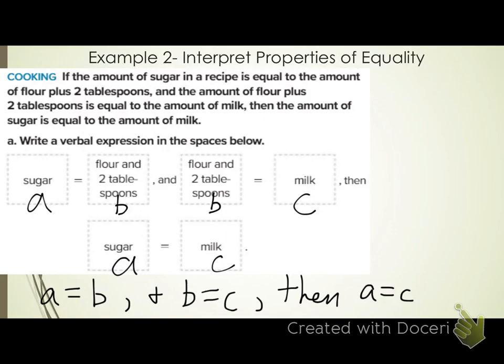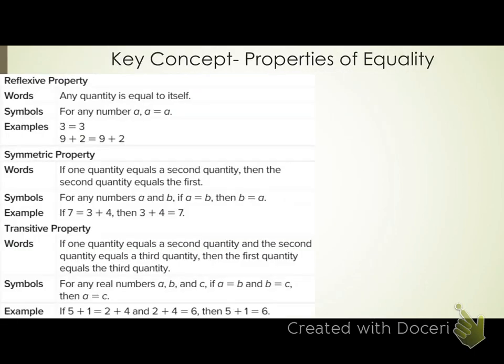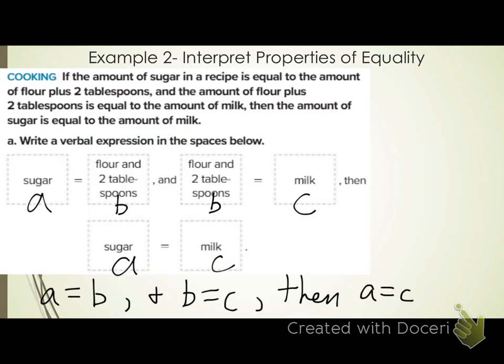Which property is this that we talked about earlier? Transitive. It's our transitive property, right? If one quantity equals a second quantity, and the second quantity equals a third quantity, then I know that the first quantity also equals the third quantity. And here it is right here. If A equals B and B equals C, then I know A equals C, which is exactly what we have written here, correct? So here's my expression right here on letter A.